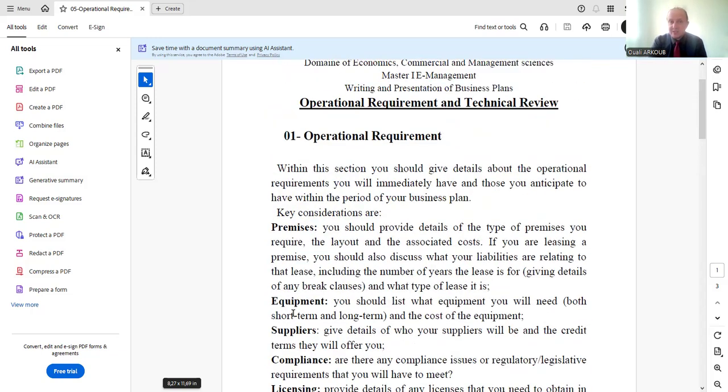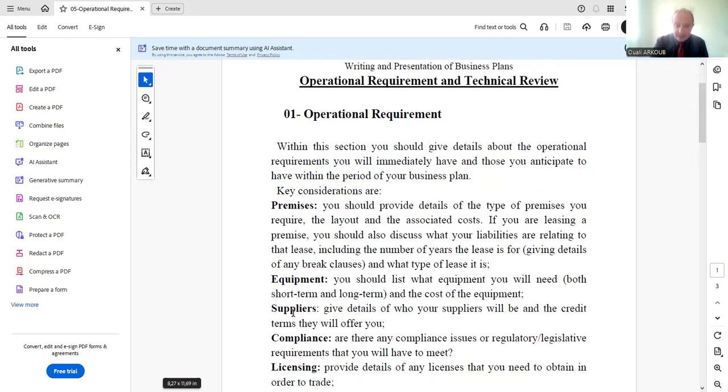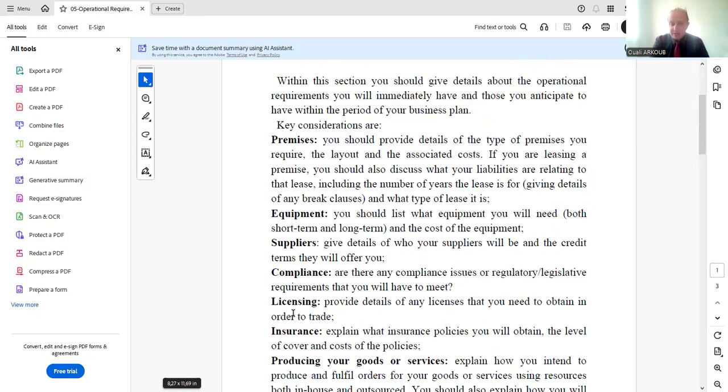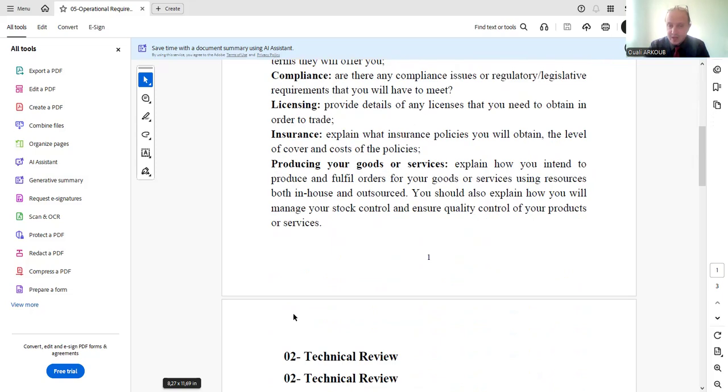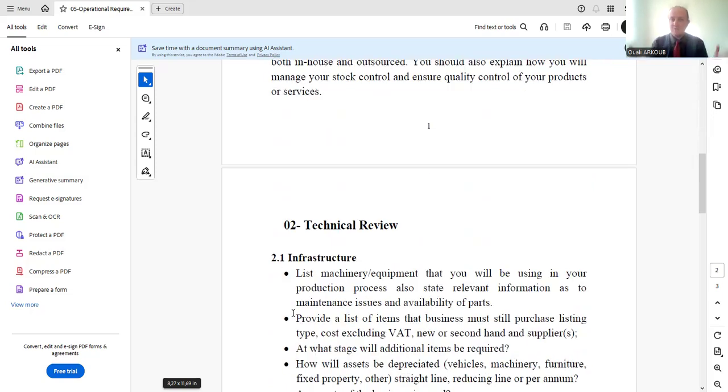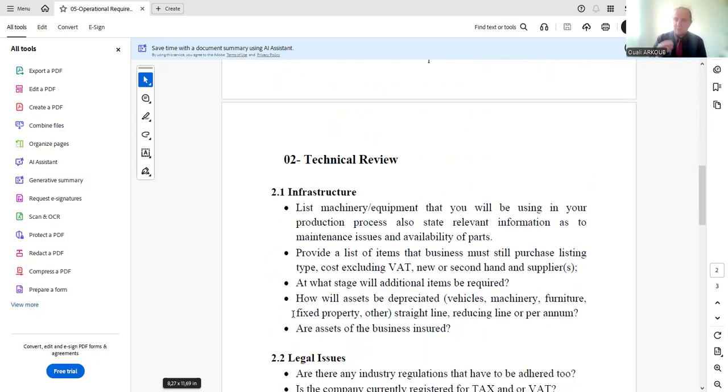These are the elements of operational requirement, which is our first step in this technical plan: premises, equipment, suppliers, compliance, licensing, insurance, and producing your goods or services. The second element is the technical review, or technical audit. The first element of technical review is infrastructure.